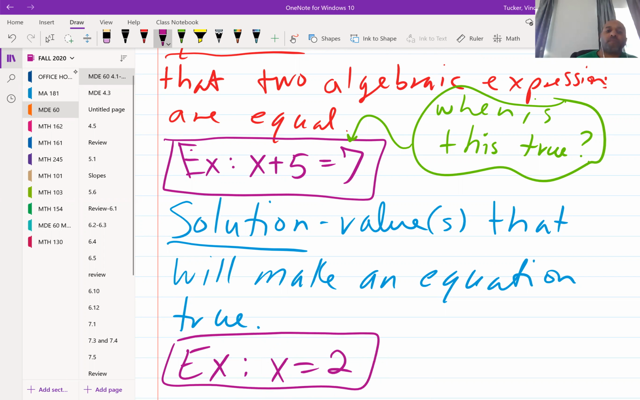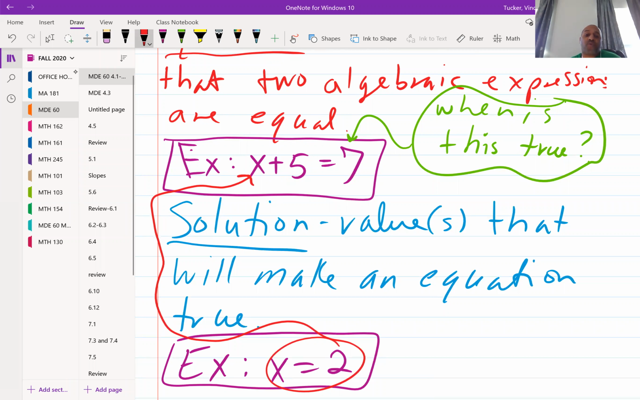You can always check your solution by plugging it back into your original equation. So if I take this 2 and plug it back in right here, if it does not create a true statement, then somewhere I went wrong in my calculations. So to answer the question, when is x plus 5 equal to 7? That's when x is equal to 2.